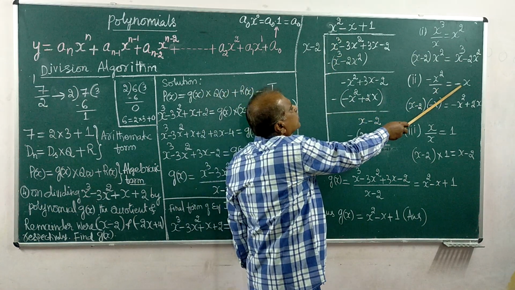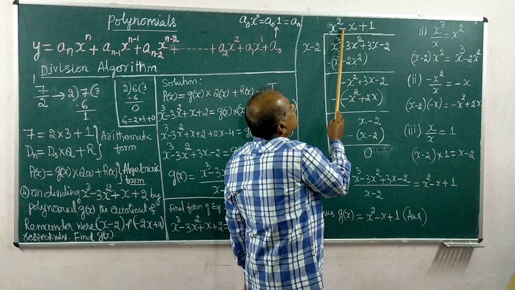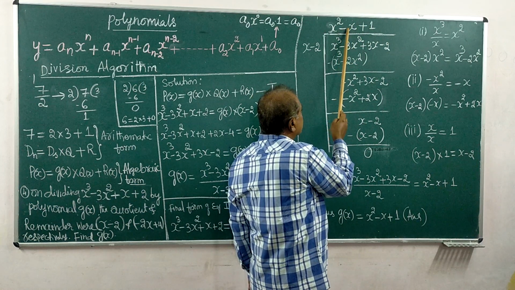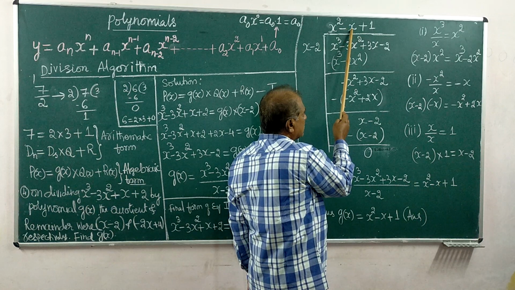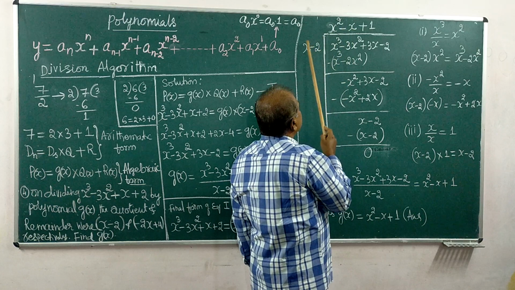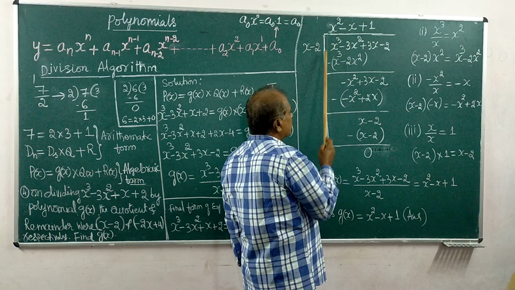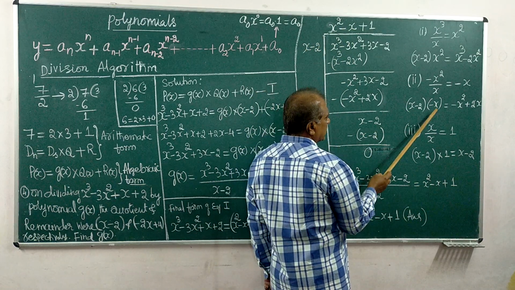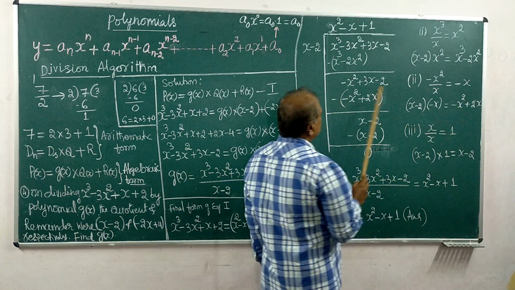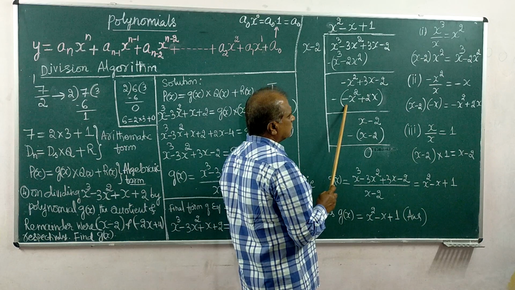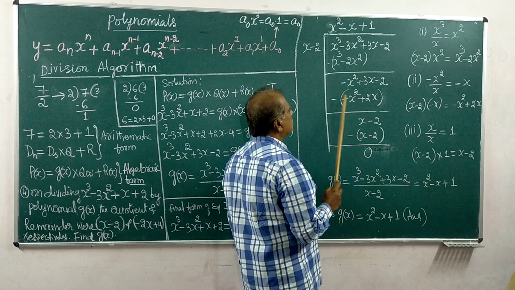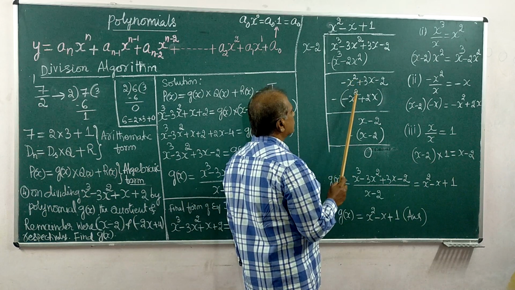Minus x becomes the second term of the resultant here. Plus of this minus x, it becomes minus x. Now do the same thing, multiply minus x with x minus 2. x minus 2 into minus x, we get this, that is, put over there, minus x square plus 2x. Now subtract this from this.